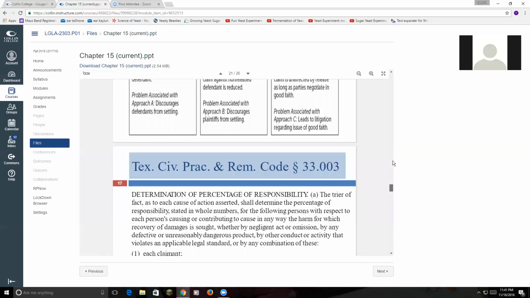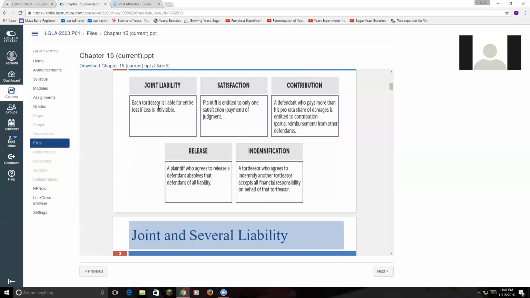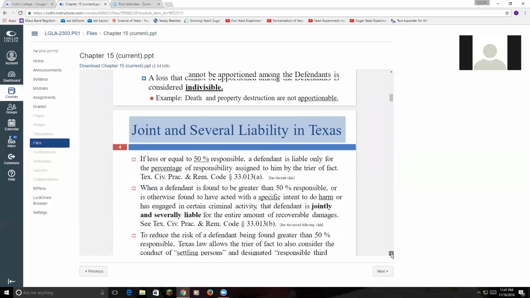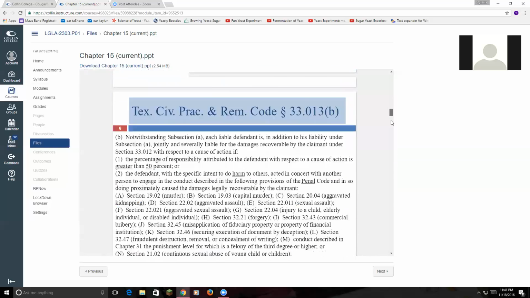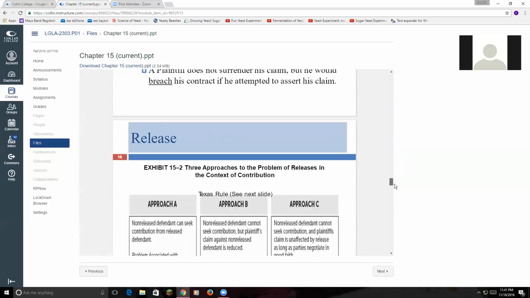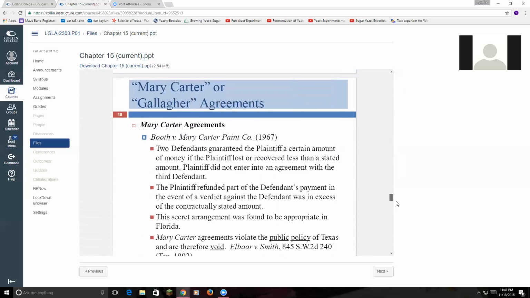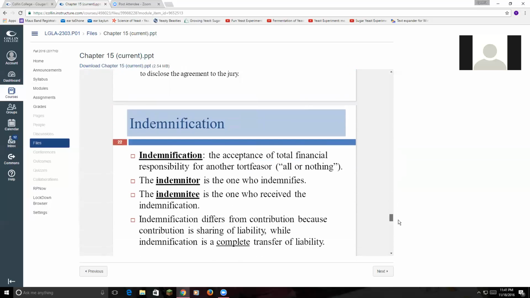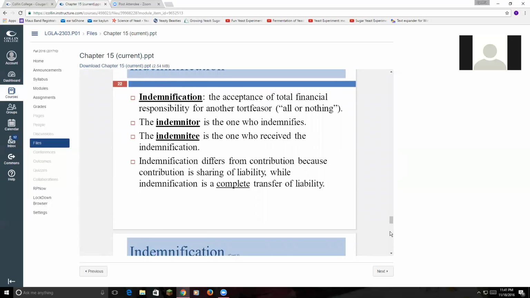Okay, so let's go back to our list here. We've talked about joint and several liability, satisfaction, and contribution. We've talked about releases, and now we're up to our last topic, which is indemnification. So what is indemnification? It's the acceptance of total financial responsibility for another tortfeasor.